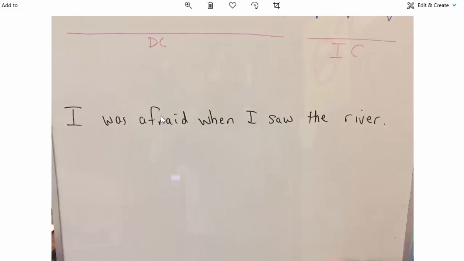I was afraid is an independent clause. I saw the river is a dependent clause now. But the punctuation is different now. There's no comma in this sentence. So whenever you have a subordinating conjunction in the middle of a sentence or not at the front, the rules change. There is no comma then. This is still a complex sentence. I still have an independent clause, I was afraid, and a dependent clause, when I saw the river. That's what makes it complex. But so there are two ways to write this sentence, and it's all depending on where I place that subordinating conjunction.